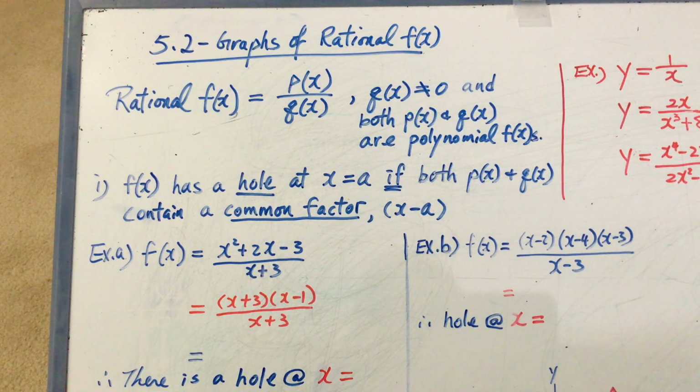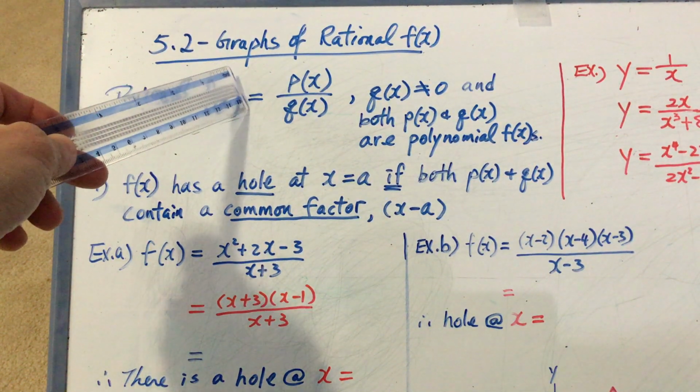Hello, good morning everyone. So today's lesson is on 5.2, graphs of rational functions. From the previous section, the reciprocal functions that we did in 5.1, we all know that a reciprocal function is in fact a type of rational function because it is a fraction, okay? 1 over x is a fraction.